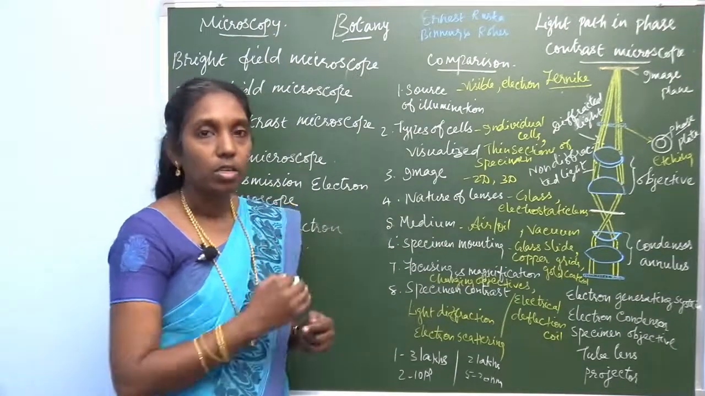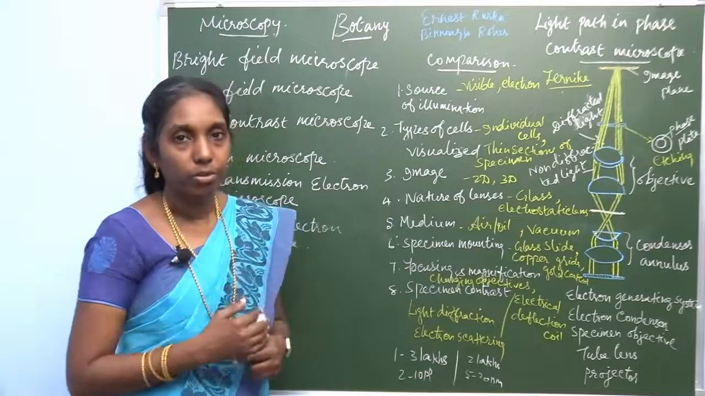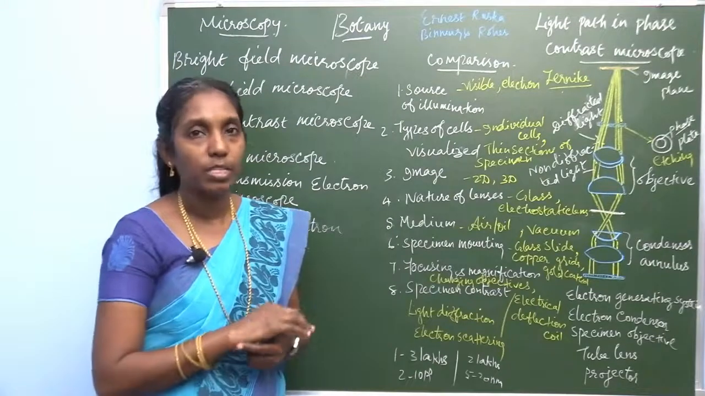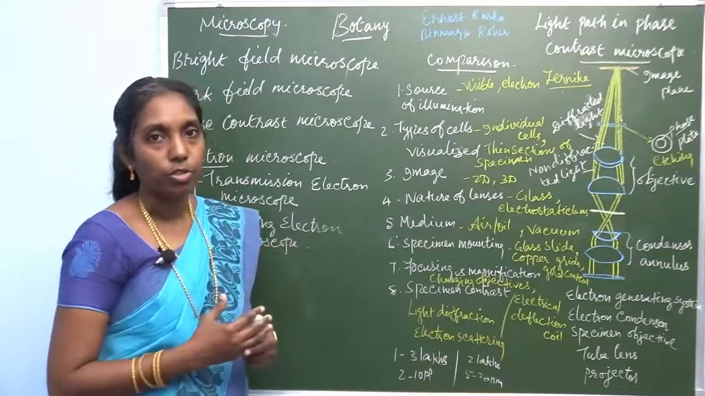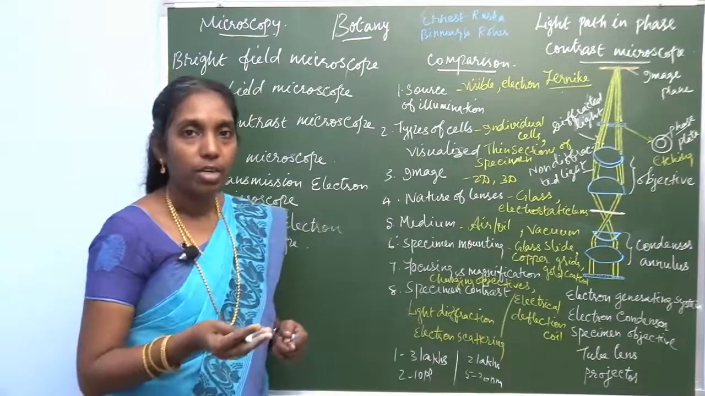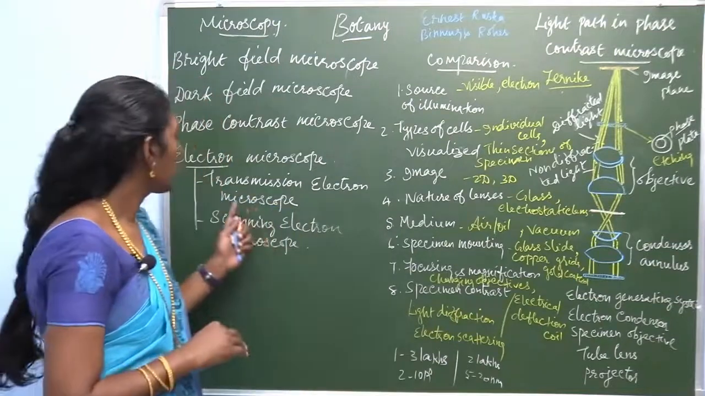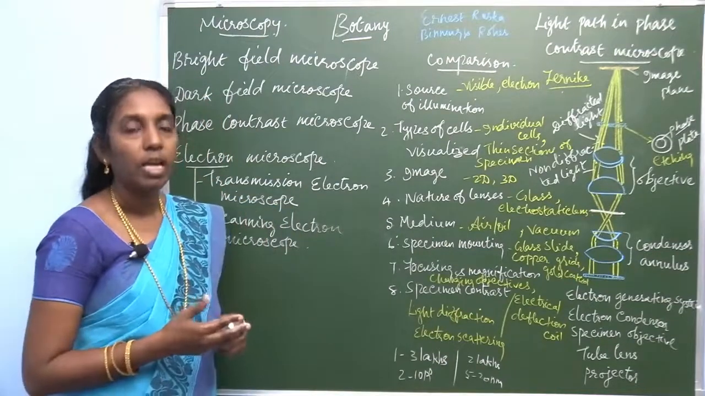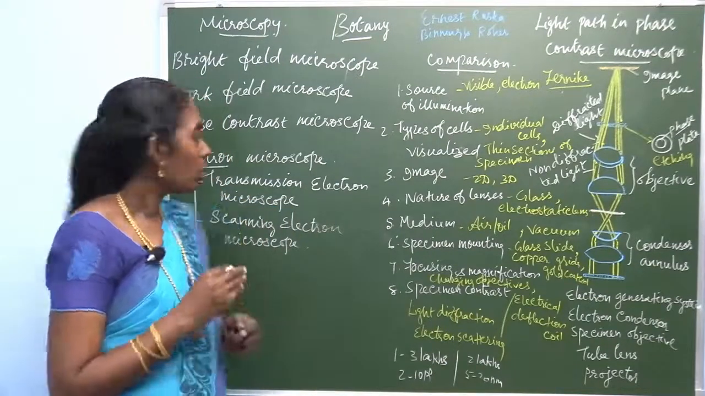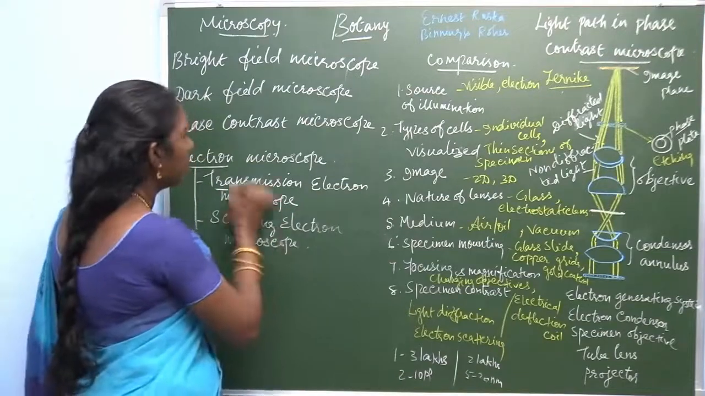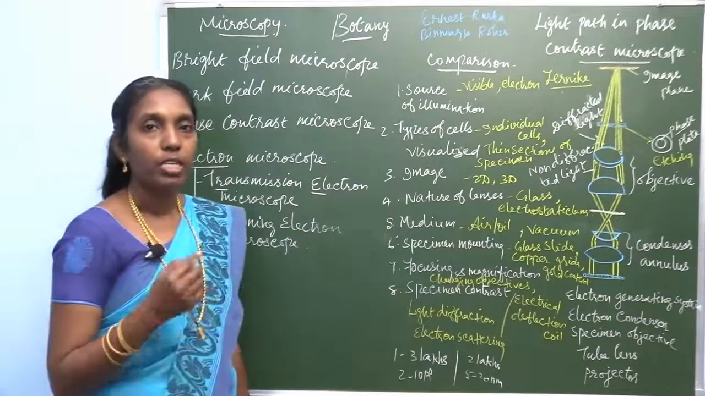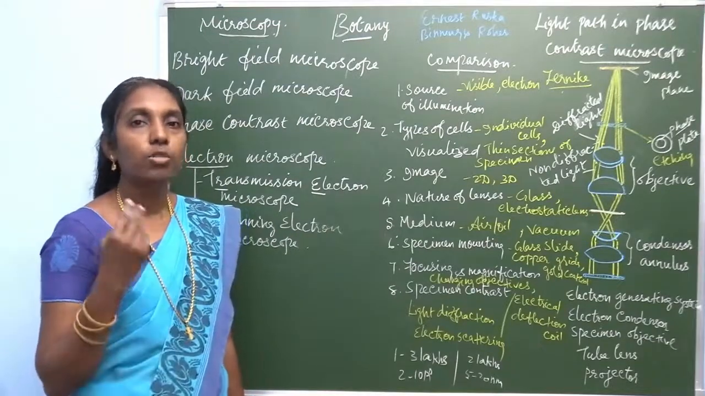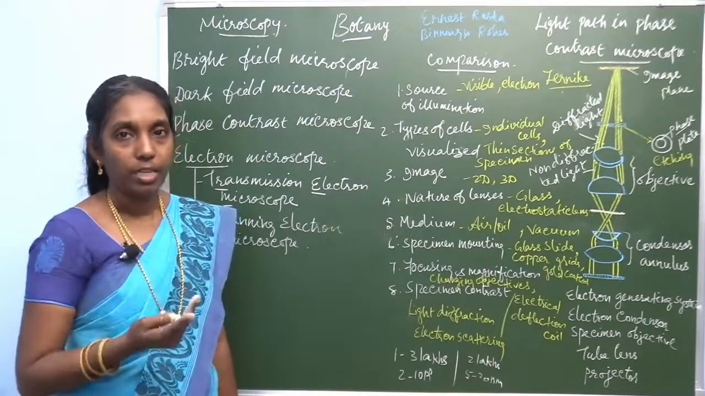Opaque chemicals are used to dehydrate the specimen. When specimens are used in an electron microscope, there are two different types: the transmission electron microscope as well as the scanning electron microscope. The transmission electron microscope, TEM, shows a two-dimensional image.